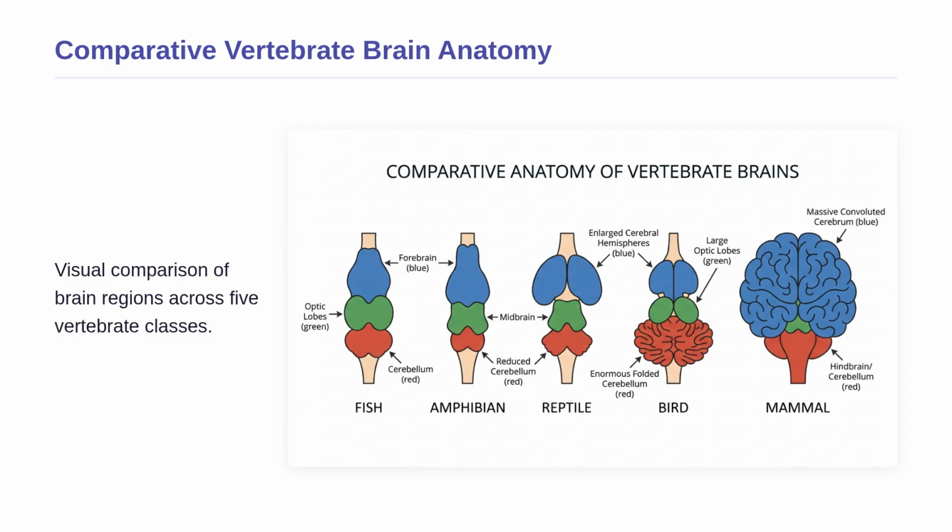Moving to the amphibian, see how the red cerebellum shrinks dramatically. In the reptile, the blue forebrain starts to widen. In the bird, the red cerebellum explodes in size and becomes folded for flight. Finally, look at the mammal on the right. The blue cerebrum has grown so massive and convoluted that it completely hides the green midbrain beneath it. This visual perfectly summarizes millions of years of adaptation.